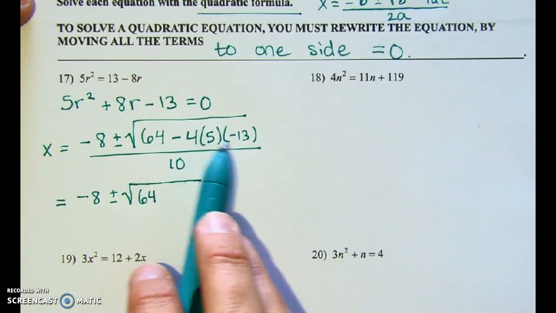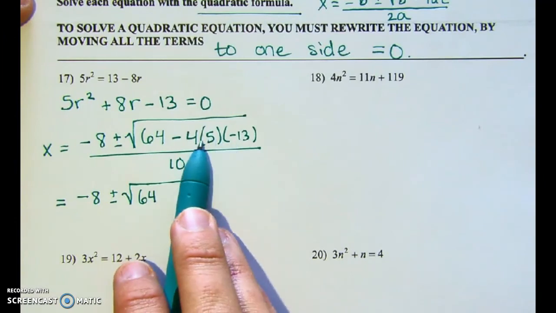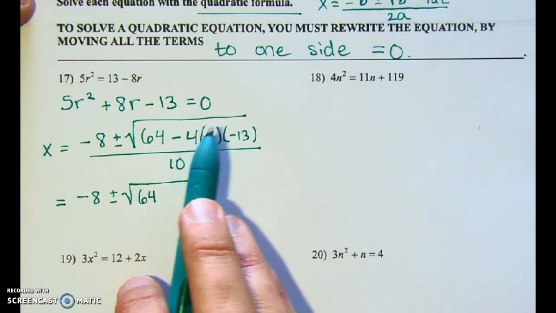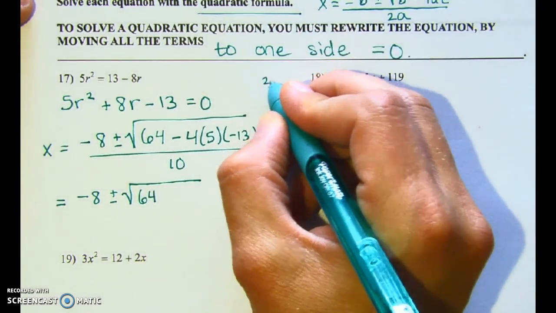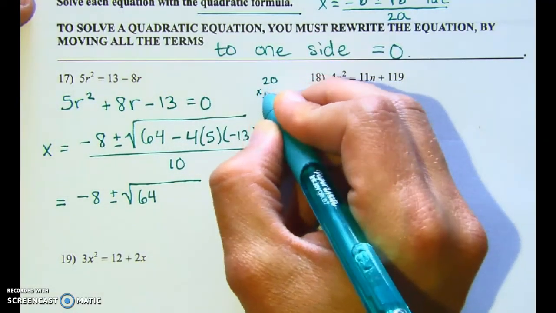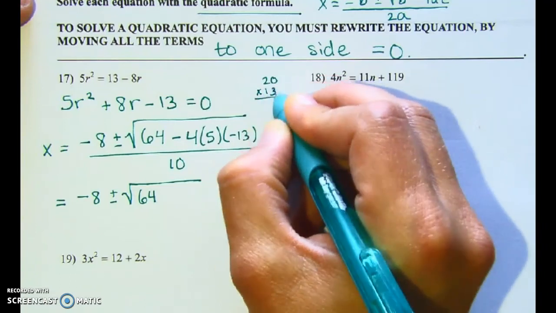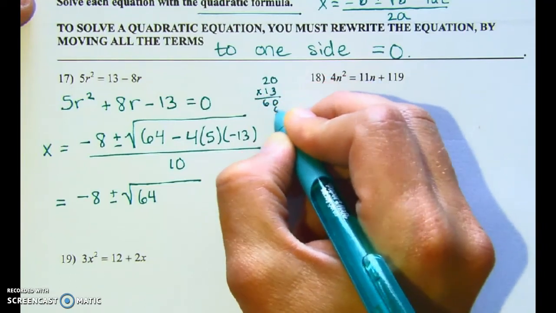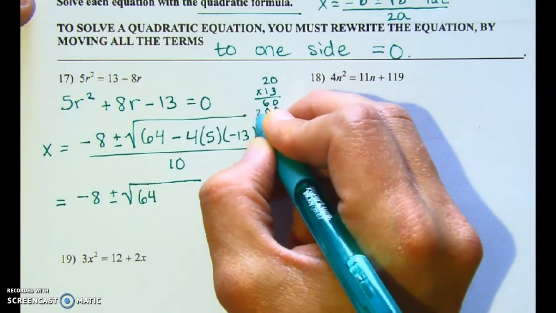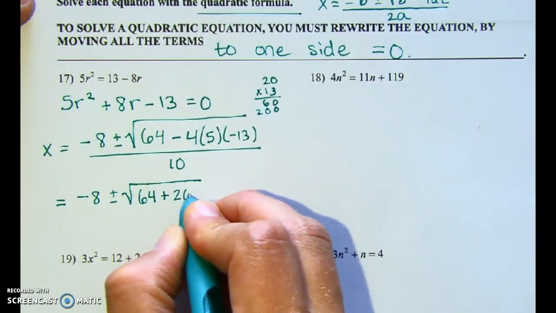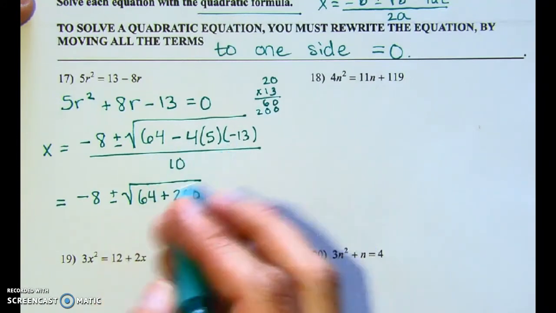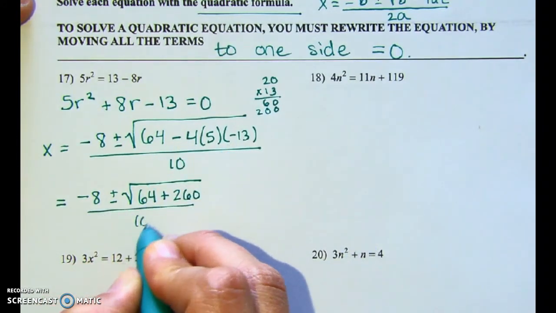What is 4 times 5 times 13? Well, 4 times 5 is 20. 20 times 13. Should we take out a calculator? I think you guys should use a calculator. Okay. But I'm going to show off. Just kidding. I'll probably make some mistake. 260? Okay. Plus. How did it become a plus sign? Negative in the negative. And this is all over 10.